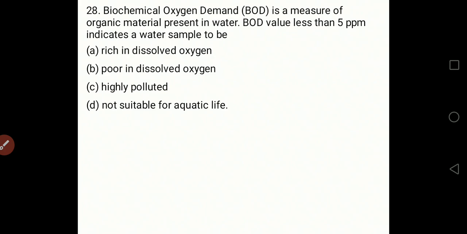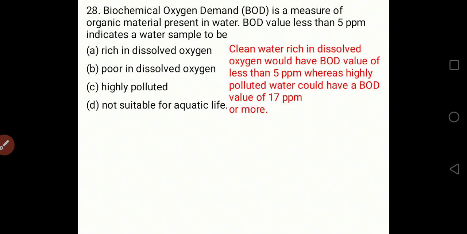28. Very simple. Biological oxygen demand is measured for organic matter. So BOD less than 5 means, remember, it is very good, usable water that is rich in dissolved oxygen. More than 17 ppm means it is highly polluted water. So the answer is A.